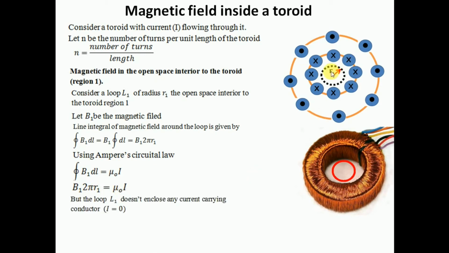And as you can see, this loop is not enclosing any conductor, that means there is no current flowing through the loop, so I is 0. If you put I equal to 0 here, you will get the magnetic field to be 0. So that means there is no magnetic field in the open space at the interior of the toroid.